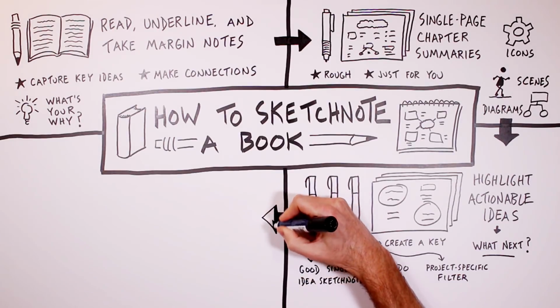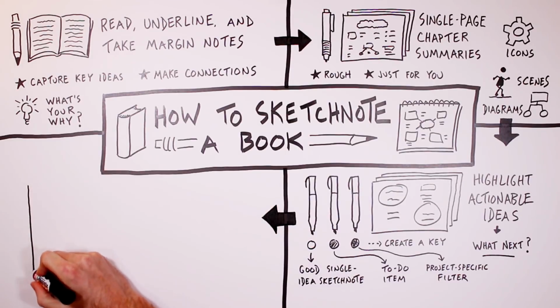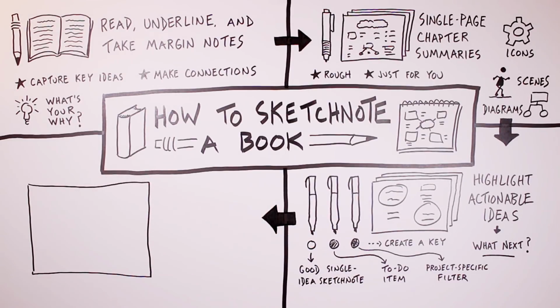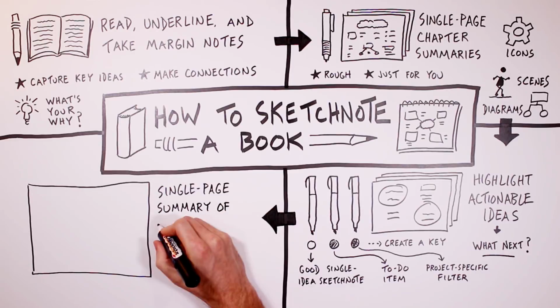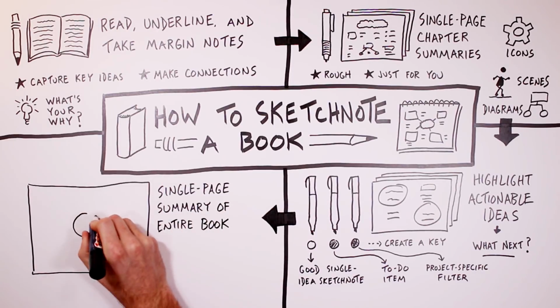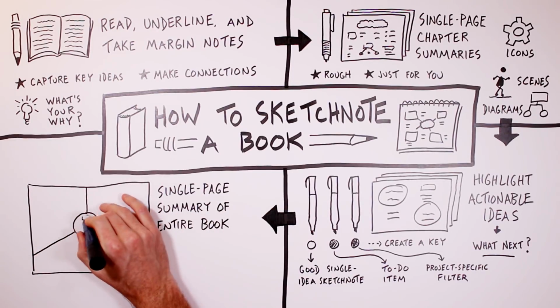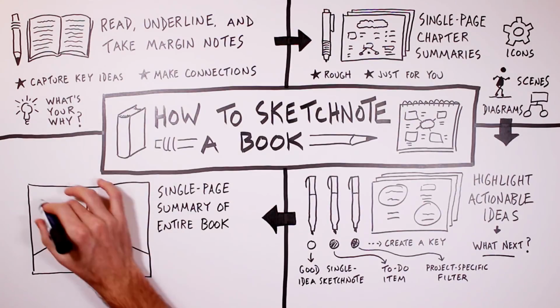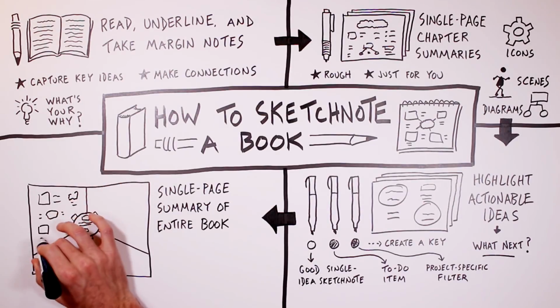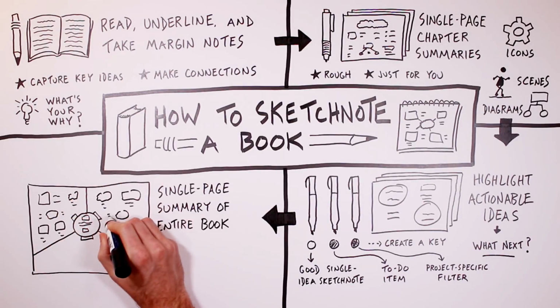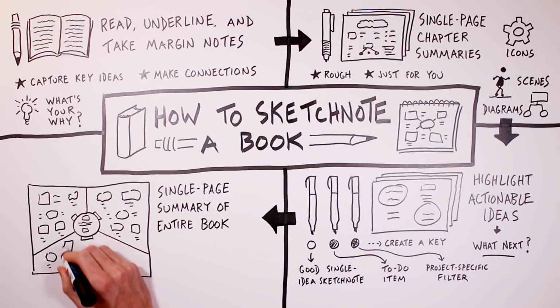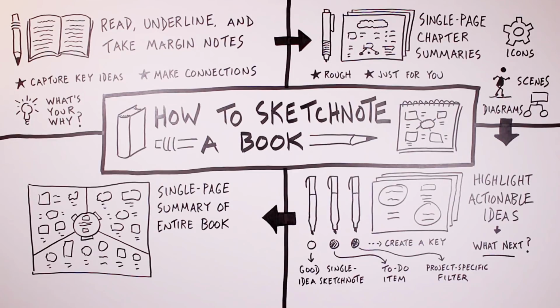This fourth step in the process here is one that I consider to be optional, and that's a single-page summary of the entire book. This is more or less what my summary of the book Essentialism looked like. A few core ideas in the center, and then some highlights from the three primary sections of the rest of the book. And if you choose to create a single page summary like this, I think there are two important questions to ask yourself.